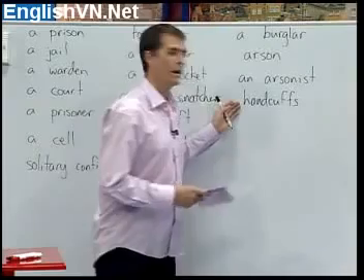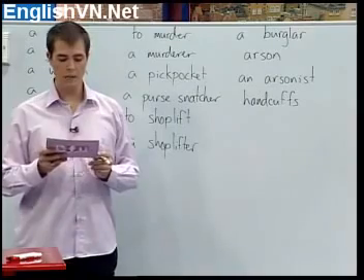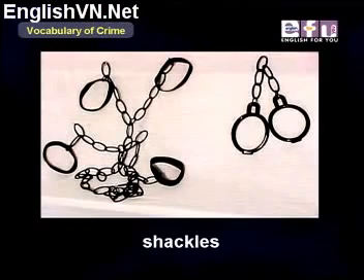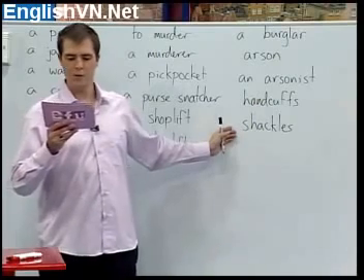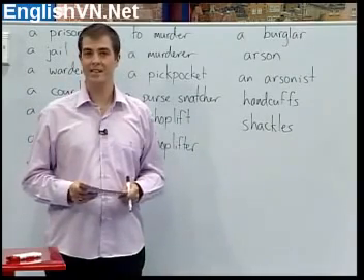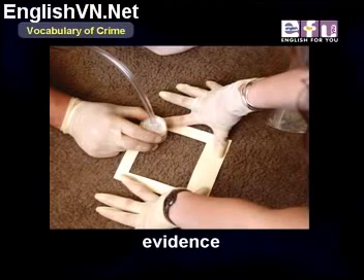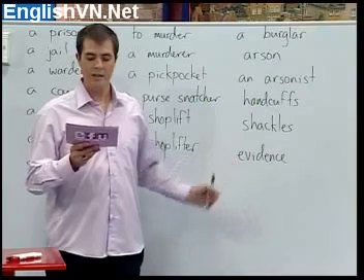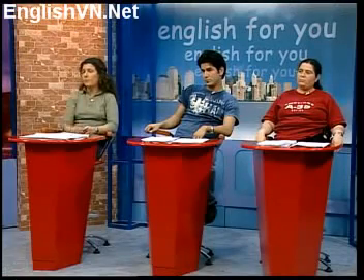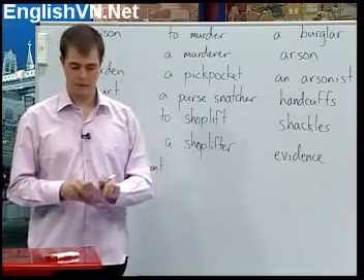Handcuffs are a pair of metal rings joined by a chain used for holding a prisoner's wrists together. Shackles are metal rings joined by a chain, and they're used for fastening a prisoner's feet or hands. They're similar to handcuffs. And lastly, we have evidence. Evidence is facts, objects, or signs that make you believe something is true. For example, fingerprints, hair, footprints are examples of evidence.